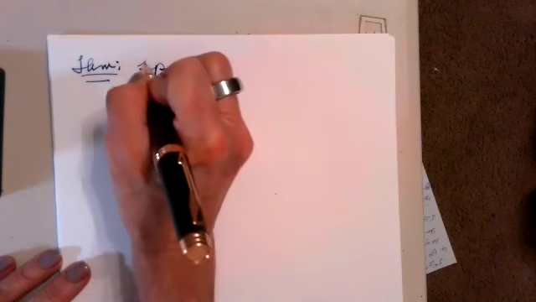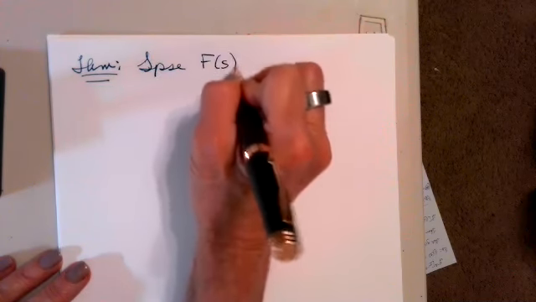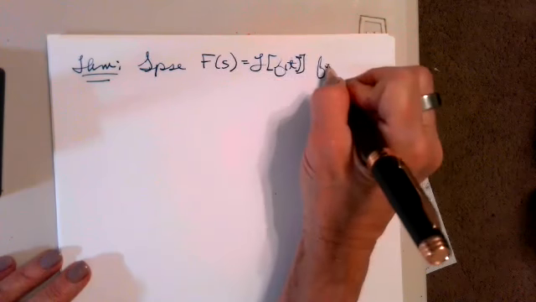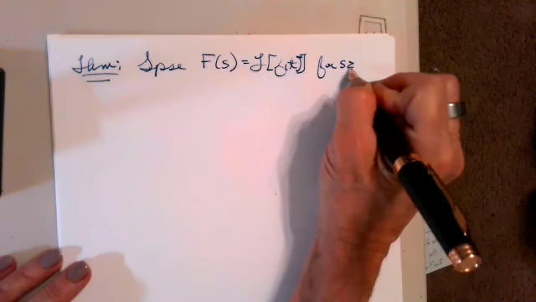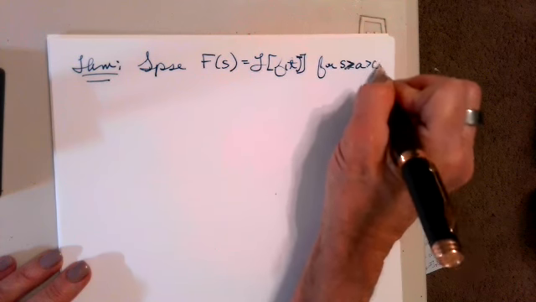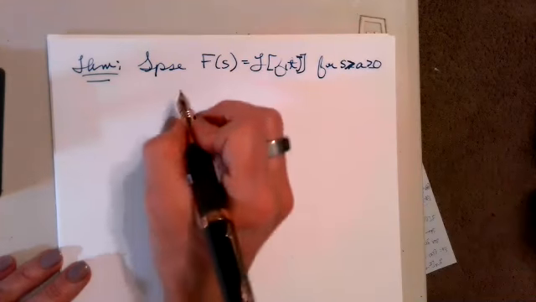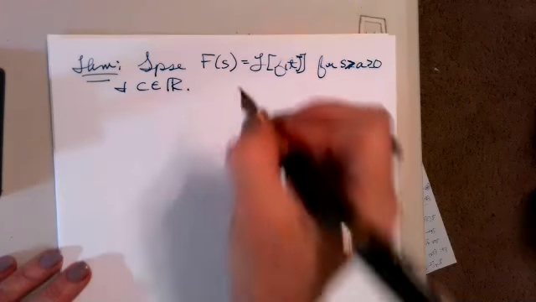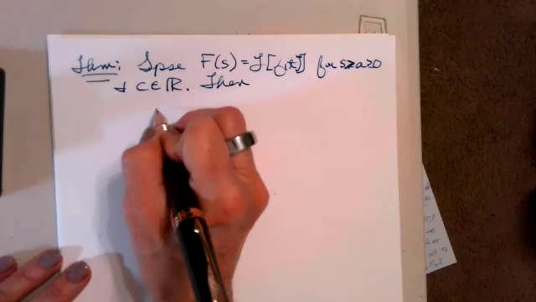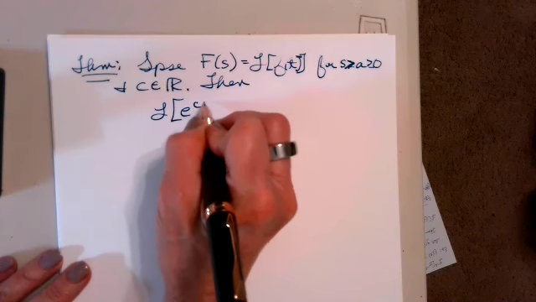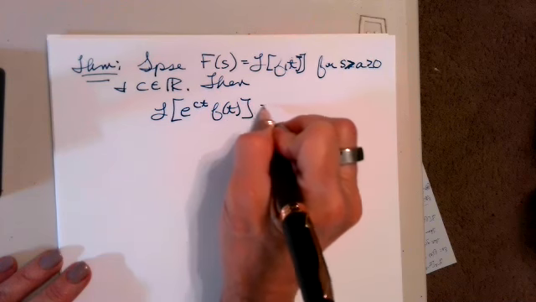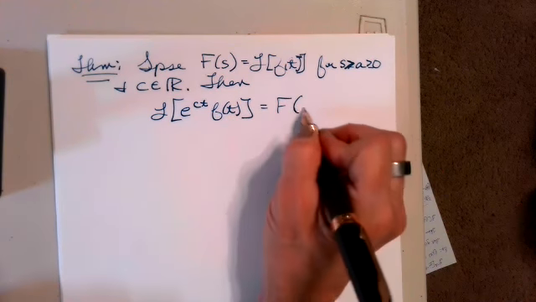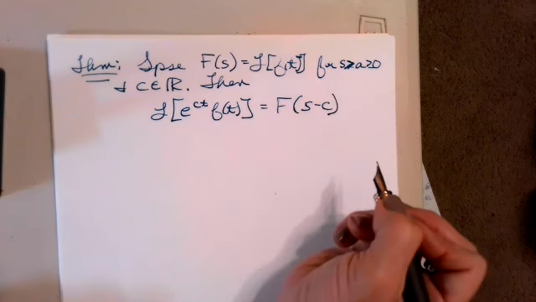So suppose that capital F is the Laplace transform of little f, for s strictly greater than a, where a is greater than or equal to 0. A could be 0. And let c be a real number. Okay. Then the theorem is that the Laplace transform of e to the ct times f of t is the original Laplace transform of little f shifted c units to the right.